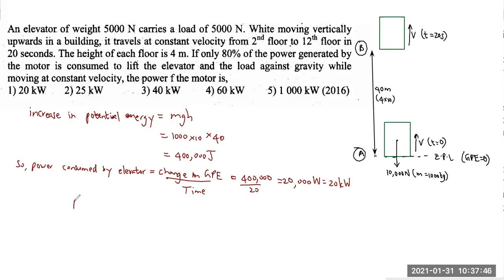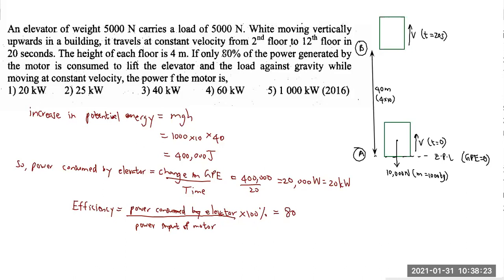Then there is something called efficiency. That efficiency is given by this equation. Efficiency is equal to power consumed by elevator, that is the desired power, divided by power input of motor. I mean, output divided by input. When you divide the desired output power by total input power and multiply that by 100, that will give you the efficiency. In this question, they have given it as 80%. If only 80% of power generated by the motor is consumed.